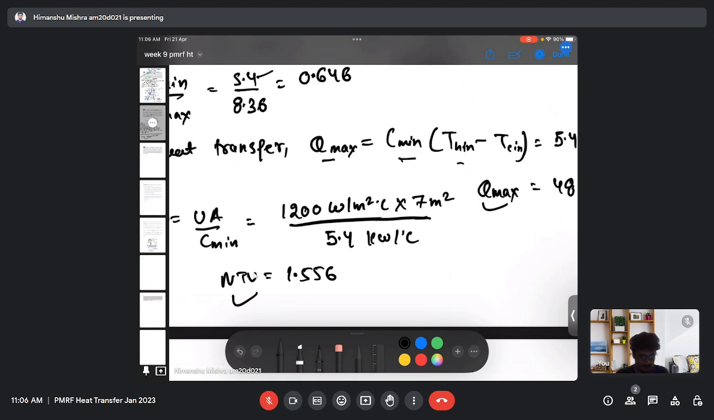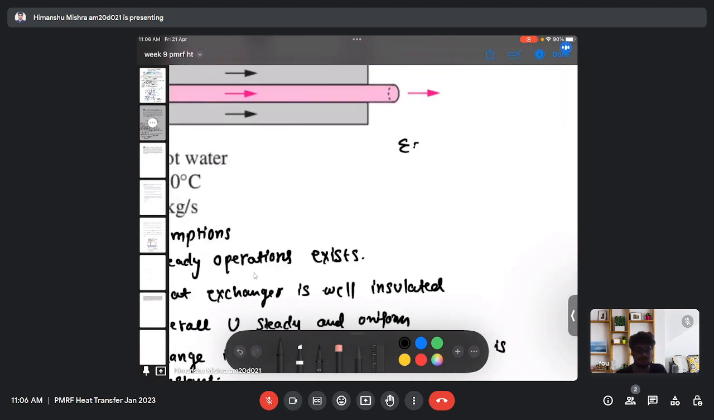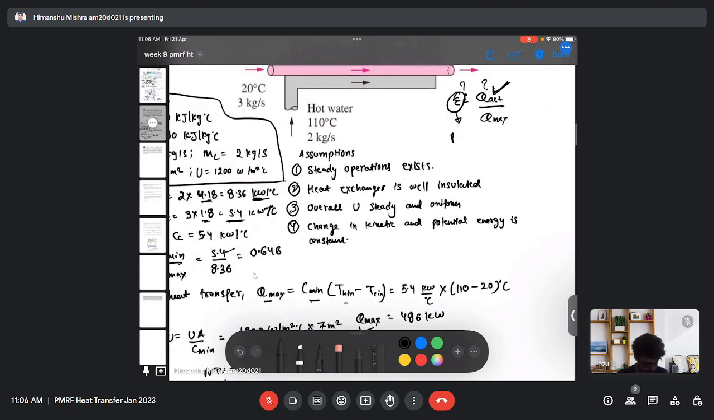So now I will calculate effectiveness, because if I calculate the effectiveness, I can find the actual heat transfer, which is actual divided by Q maximum. When I find this actual heat transfer, I can find the outlet temperature easily. So for outlet temperature, I need actual heat transfer, and to calculate the actual heat transfer, I need effectiveness. So this is unknown, this is unknown. I will try to find the effectiveness from the parallel heat exchanger formula, because we have been given a parallel heat exchanger.